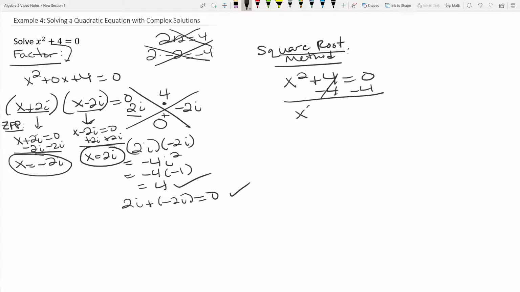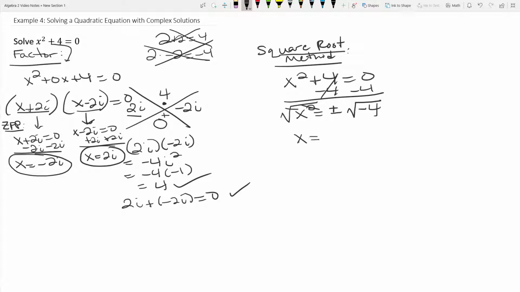And now we get x squared equals negative 4. Now we can take the square root of both sides to get rid of that squared. But remember, if we do the square root of both sides, we have to include the plus or minus version of the answer. Every time we take the square root, don't forget to do the plus or minus version, just like we did in example 1.